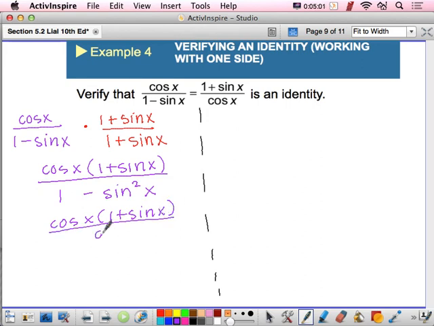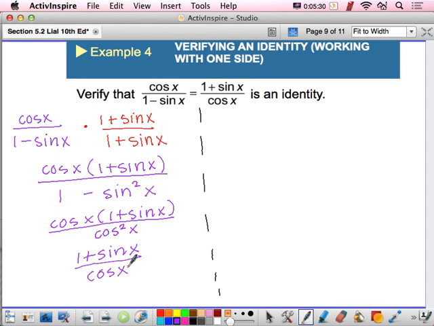Once that happens, I can reduce the top and bottom by a factor of cosine. One of the cosines will cancel, and I'm left with 1 plus sine over cosine, right? Because this is factored out, you're allowed to go ahead and cancel that. So you have 1 plus sine over cosine, which is exactly what I need on the right side. So that one's pretty simple.